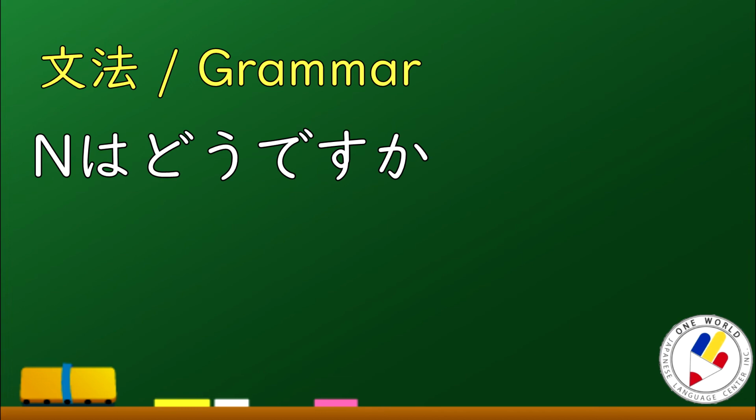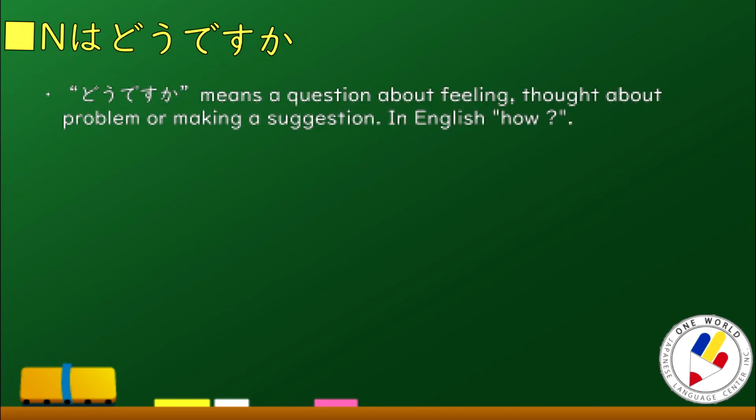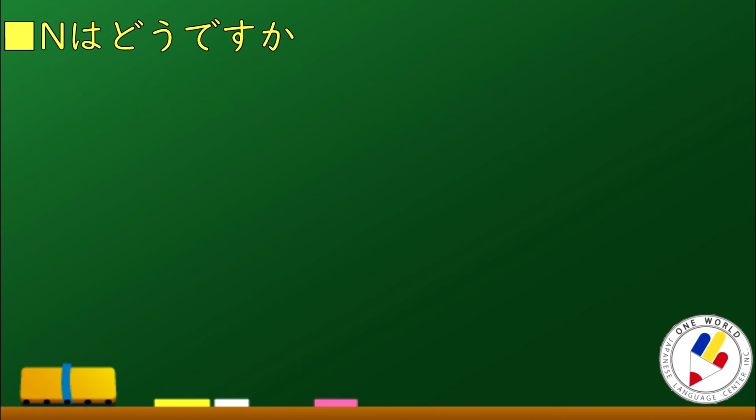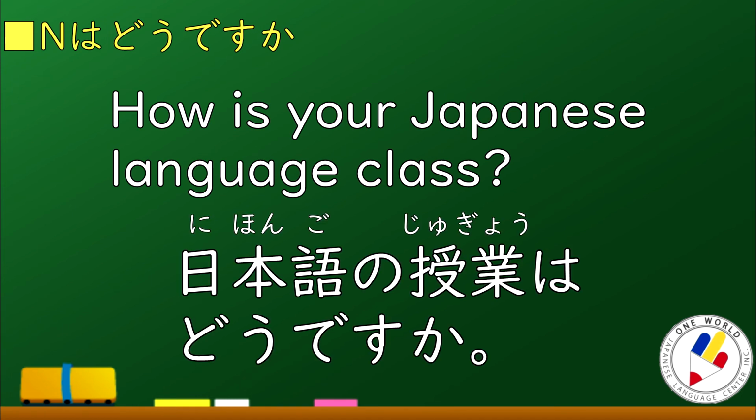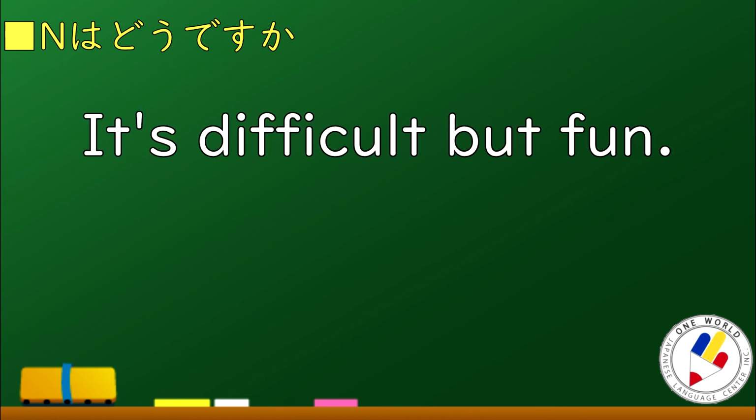Let's study noun wa dou desu ka. Dou desu ka means a question about feeling, thought about a problem, or making a suggestion. In English, how? Let's try an example sentence. How is your Japanese language class? You can answer, it's difficult but fun.